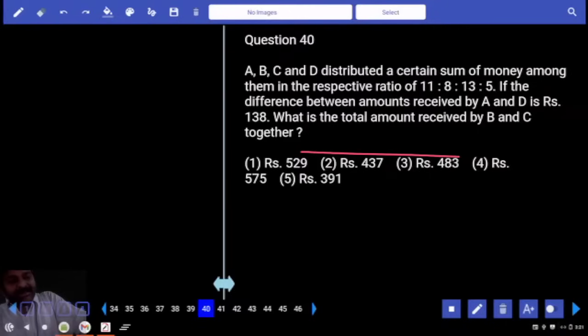ABCD distributed a certain sum of money among themselves in the ratio 11:8, 13:5. If the difference between the amount received by A and D is 138, what is the total amount received by B and C? B and C.